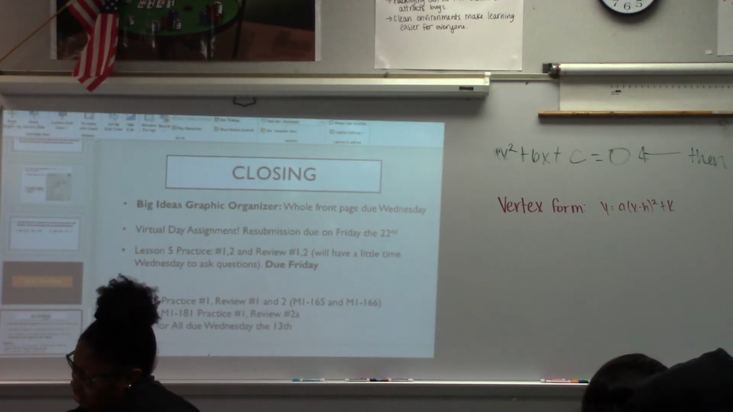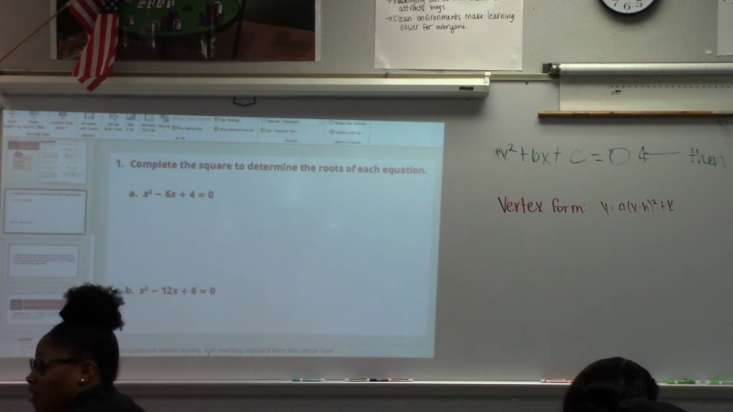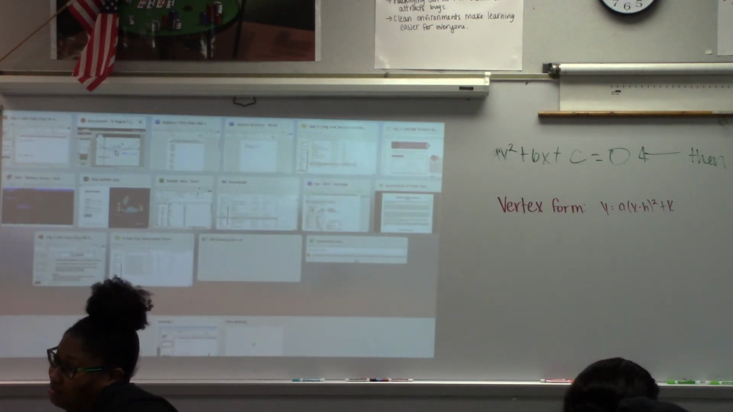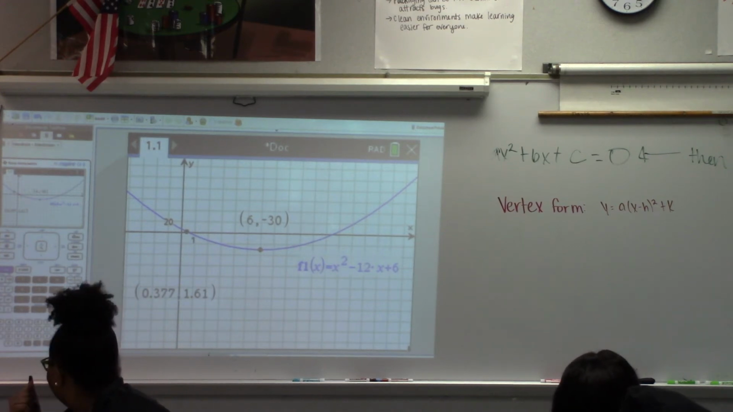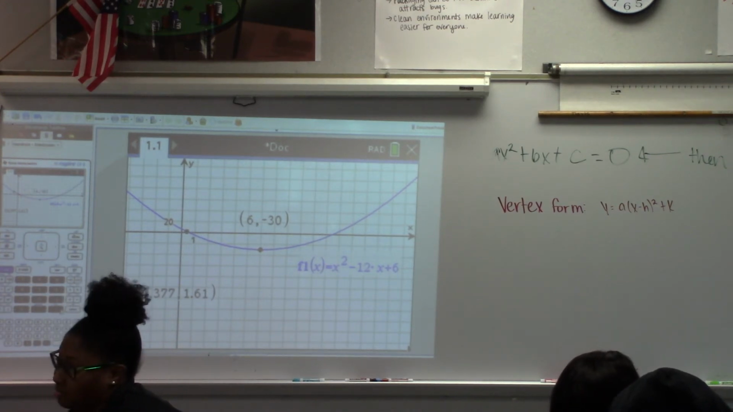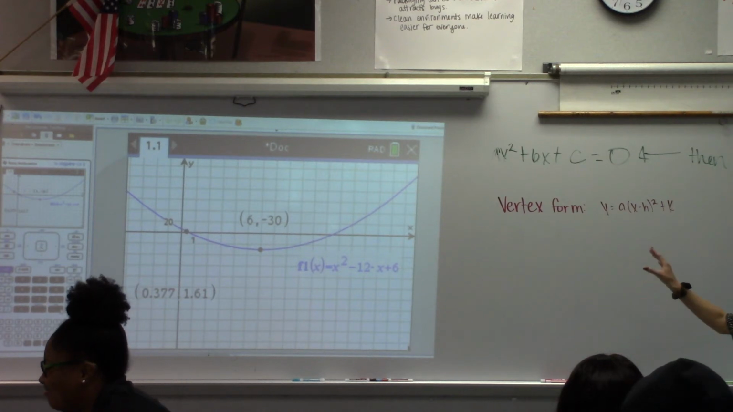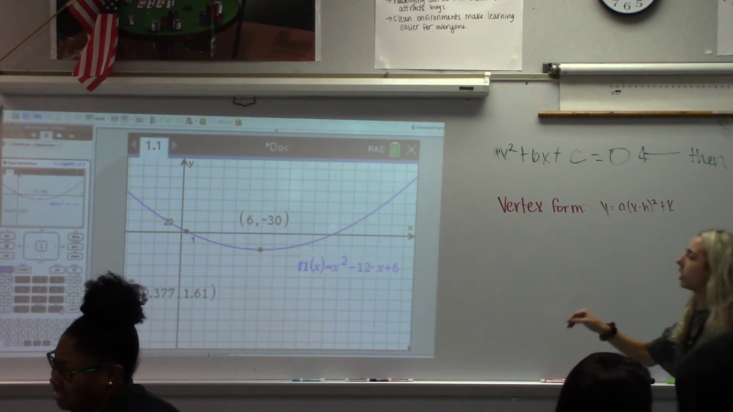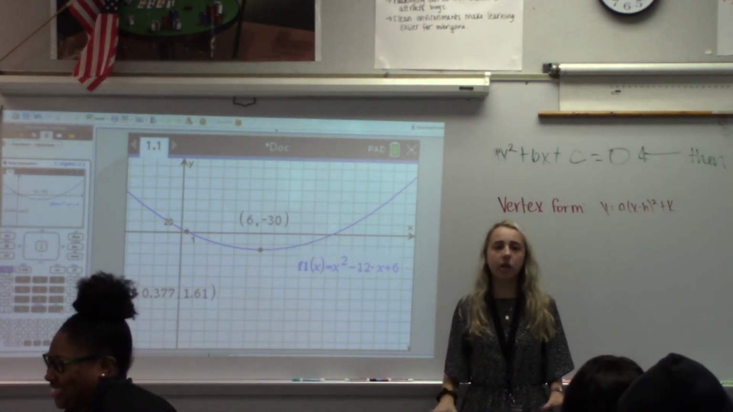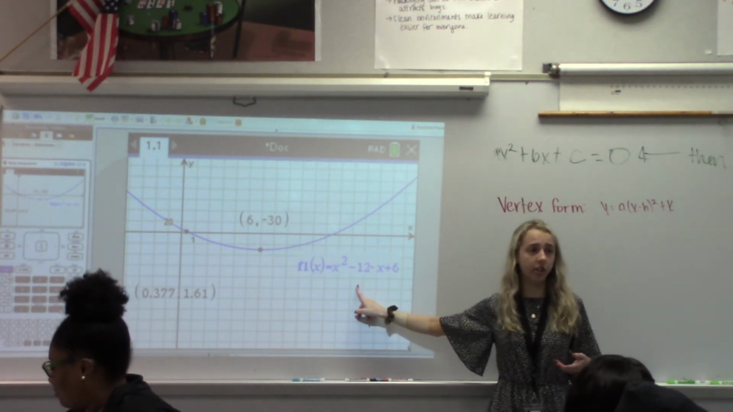So, 30. Okay, so did everybody get this vertex? What vertex did y'all get? Hey, y'all, what point for the vertex did you get? Okay, 6, negative 30. Did anybody else get something different? If you did, check that you typed in the function correctly, okay?